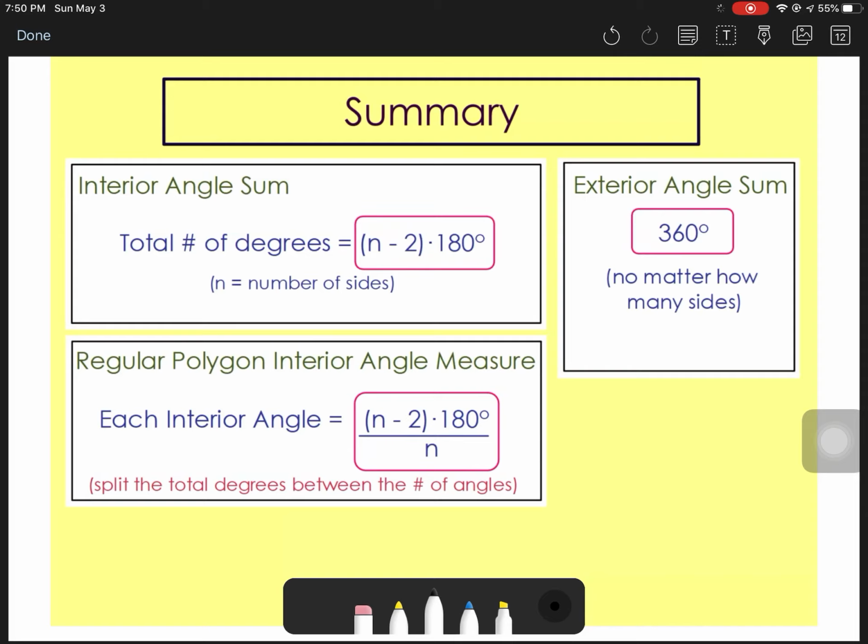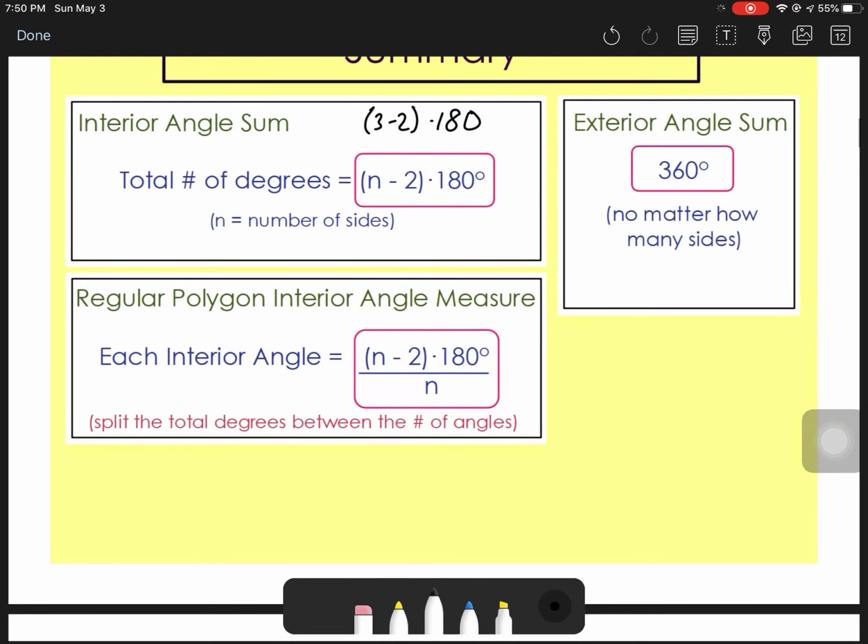If we look at a triangle, so let's say we have 3 sides, we plug in 3 for n, we get 3 minus 2 times 180. 3 minus 2 is 1. 1 times 180 gives us 180 degrees, which makes sense because all triangles add up to 180.